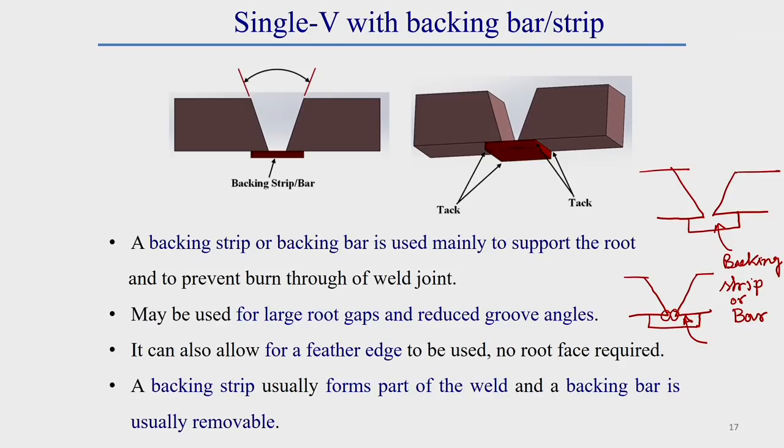This backing strip and backing bar are generally used to prevent burn through also, because if this backing strip is not provided, there is a chance for the molten material to come out through the gap of this root. So to prevent this burn through, this backing strip or backing bar is required.